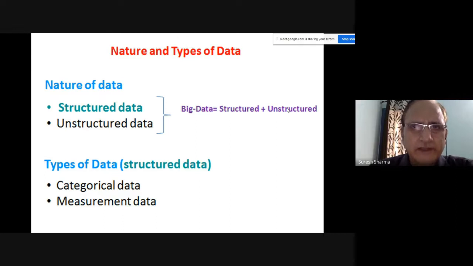But what happens sometimes, the data may not be exactly in the numeric form, but it's easily convertible into numeric form. That type of data also comes under what is called structured data. For example, look at gender. The gender is not numeric as such. It's a label, male and female. But I can always assign certain codes, say male as 1, female as 2. So it becomes numeric.